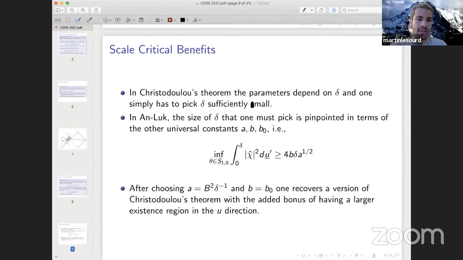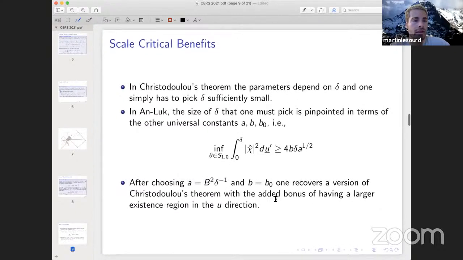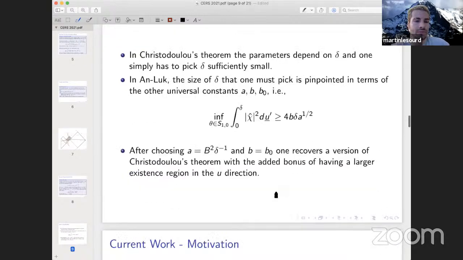So this is what this slide is saying, right? In the Christodoulou result, you just have to pick delta sufficiently small. You have no idea how big delta needs to be. Whereas here, the size of delta is pinpointed in terms of the other constants relevant in the problem, other parameters, right? In particular, delta appears here in the size of the shear that you need. So for instance, if you fix your delta like this, then you actually recover Christodoulou's theorem, but you have the added bonus of having an even larger existence region. So this is definitely a very interesting result, which kind of refines Christodoulou's formation.